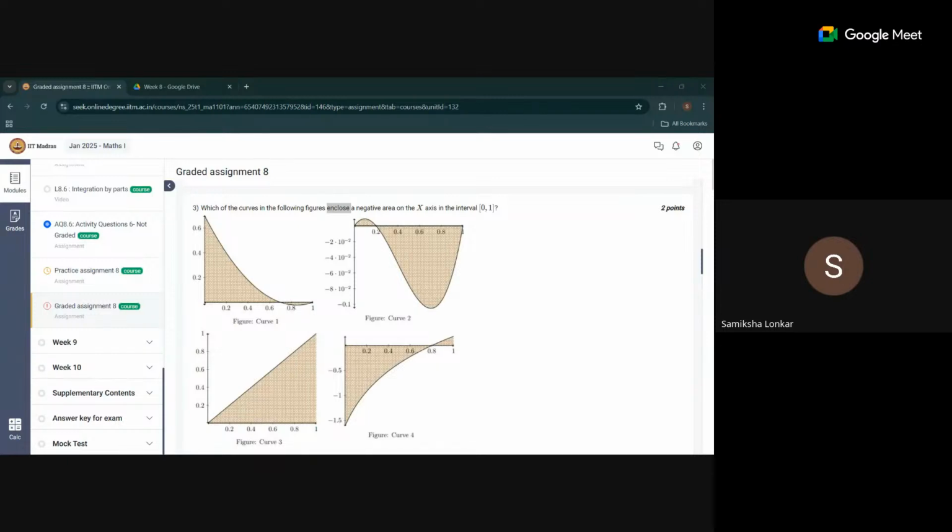Okay. Anything else? Ma'am, if we receive a similar thing in the exam, we can be sure that it will always mean the total area, right? Yeah, it will always mean the total area. Okay, ma'am.